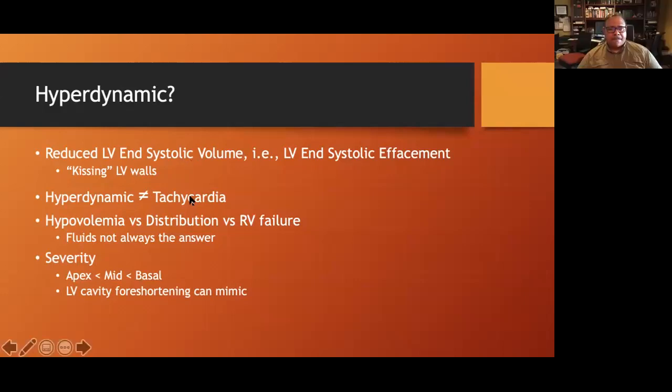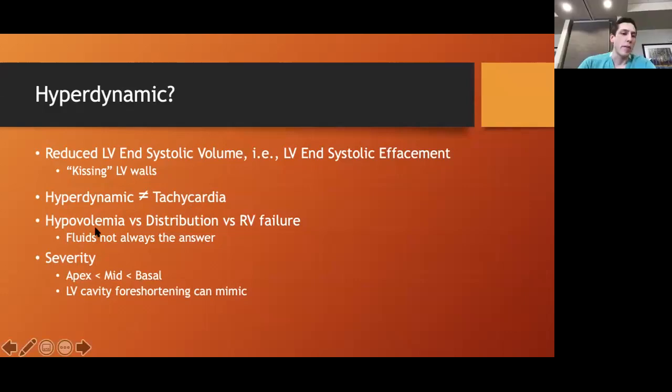In addition, as stated earlier, a hyperdynamic heart does not distinguish between a hypovolemic state, a distributive state, or RV failure. And there's also different degrees of hyperdynamism. You could have effacement involving just the apex. In more severe cases, it may involve the mid segments, and in more severe cases, it may involve the basal segments as well. And be careful, because foreshortening of the left ventricular cavity can cause the illusion of this as well.